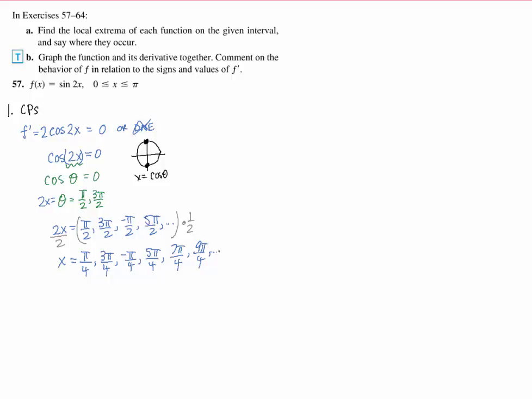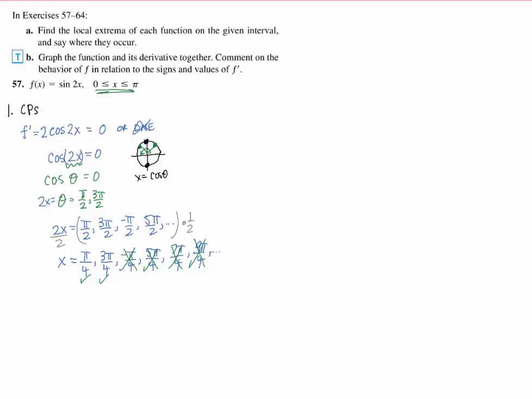Now we really only care about the ones on the interval 0 to pi. So 0 to pi goes like this, and we want any values of x that are between 0 and pi. So pi over 4 counts, and 3 pi over 4 counts, but negative pi over 4 is out, and 5 pi over 4 is more than pi, and 7 pi over 4 is more than pi, and 9 pi over 4 is also more than pi. So we have these two critical values, pi over 4 and 3 pi over 4.